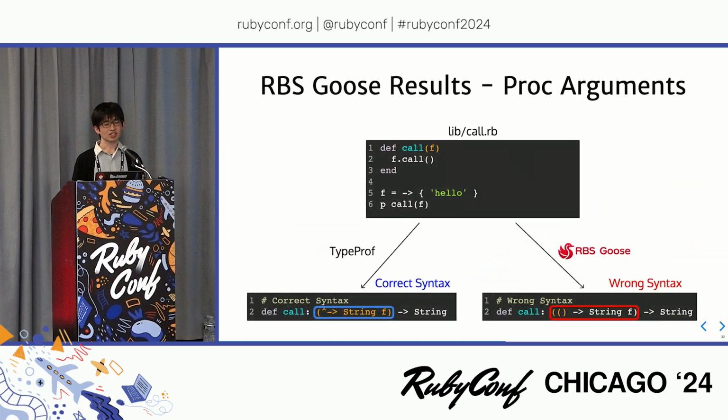So, is type inference by LLM perfect? Not quite. This example defines the call method that takes a proc object. TypeProf correctly infers the proc types. On the other hand, RBS Goose makes a mistake in the grammar of the proc types. In these cases, where Ruby or RBS specific syntax is used, the LLM often makes mistakes.